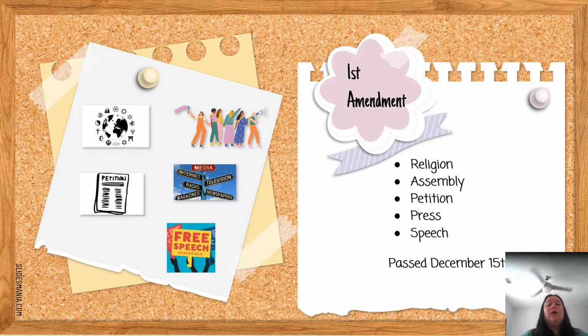Assembly and petition, right? So we have the right to assemble in a group in our communities, with our friends, with people, and to petition if there's something we don't like. We are able to create a petition and get people to sign it to try to enact change. Then we have press and speech, which usually go hand in hand. We have the right to receive information through the press. We have the right for news outlets to tell us what's going on. There's multiple out there, newspapers, magazines, everything like that.